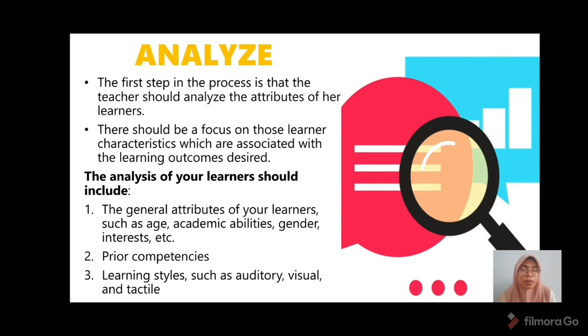So the analysis of the learners should include, first, the general attributes of the learners, such as age, academic abilities, gender, interest, etc. Second, it involves prior competencies, and lastly, the analysis should include learning styles of the students, such as auditory, visual, and tactile.